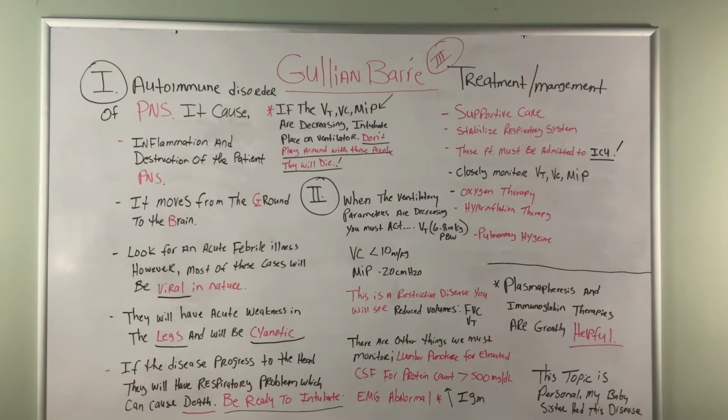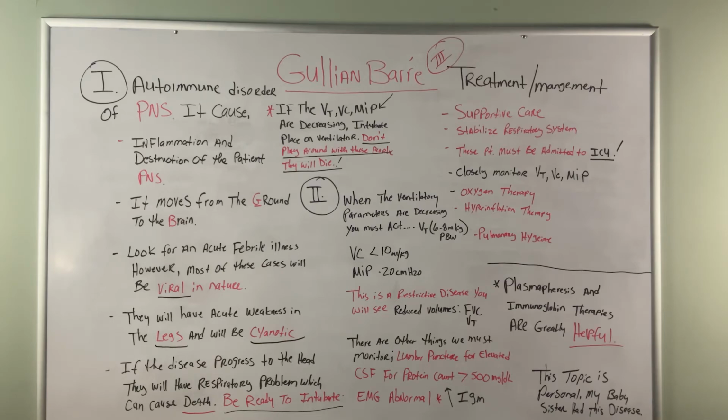Now, we must assess ventilatory parameters for these patients. Mainly the tidal volume, the vital capacity, the MIP, maximum inspiratory pressure. If they are decreasing, that would be the key to placing these people on the ventilator. Okay, do not let them totally fail. If you see the ventilatory parameters decreasing, go ahead and intubate. Don't play around with these people. They will die on you. Remember, when the ventilatory parameters are decreasing, you must act.